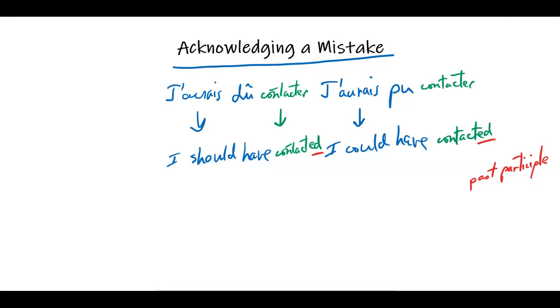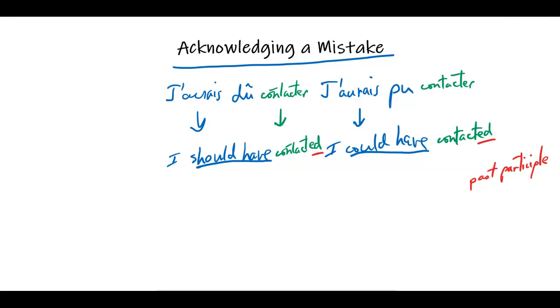So let's look at that again. I should have, or I could have. Those are the equivalents for j'aurais dû and j'aurais pu. All right. Remember to pronounce your ED in this case because it comes after a T. So I should have contacted, or I could have contacted.